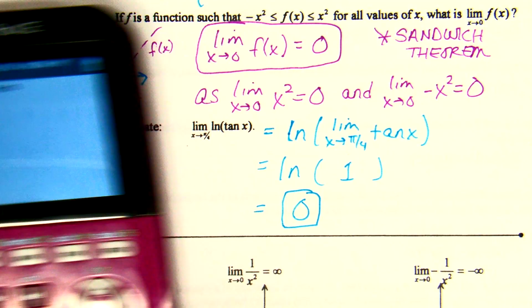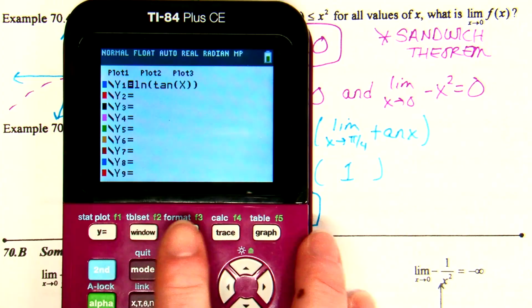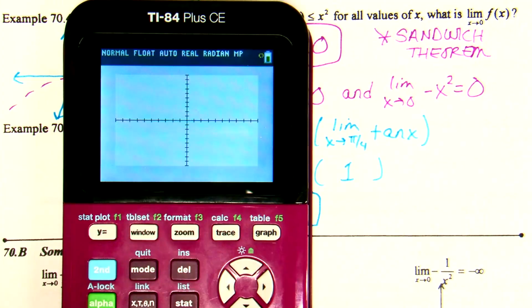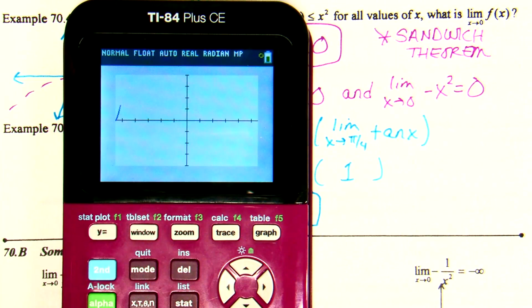Okay, I know you guys wanted to graph earlier. If I graph the original natural log of tangent x, now I'm just going to do a zoom 6. My calculator's not doing great. Actually, let me do a zoom 7, because that's ZTrig. That looks a little bit better. Now, where is pi over 4?